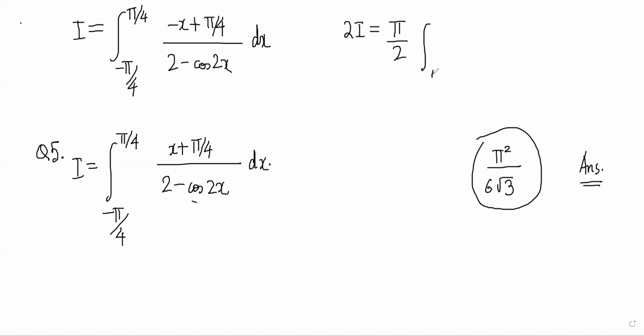Yes, sir. So now the question is basically calculating this 1 by 2 minus cos 2x dx, right? Yes. Because we have taken the pi by 2 outside. We have cancelled the x, taken the pi by 2 outside, right? Yes, sir. So now this is an even function. So we can write it as pi times 0 to pi by 4, right?